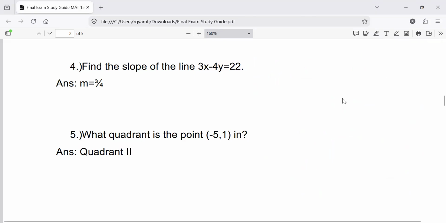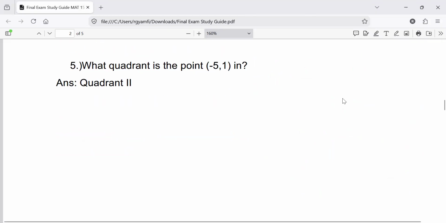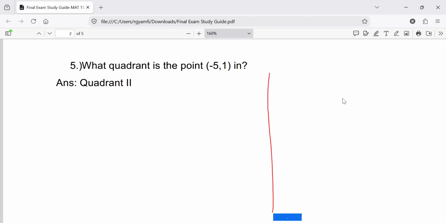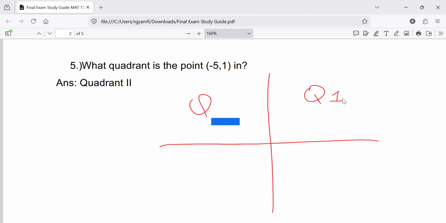Number 5. So number 5, we are looking for quadrants. Now we know that this is Q1. This is Q2, Q3, Q4.